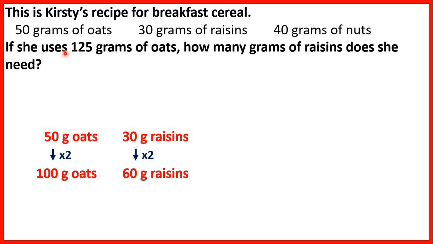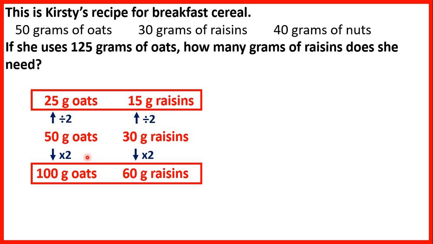But we want to know how much she needs for 125 grams of oats. So we need another 25 grams. Now 25 is half of 50. If we divide 50 by 2, we get 25. So we can divide 30 by 2, and that tells us that for every 25 grams of oats, she needs 15 grams of raisins. So we know that with 100 grams of oats, she needs 60 of raisins, and for 25 grams of oats, she needs 15 grams of raisins.